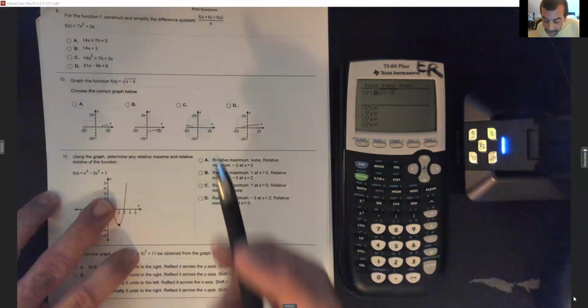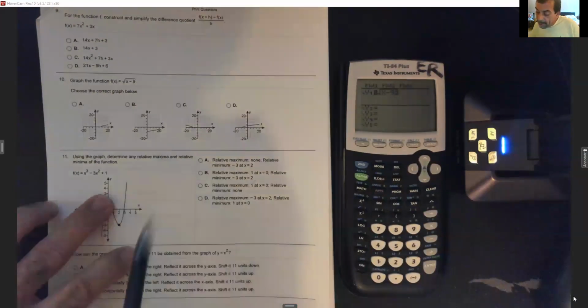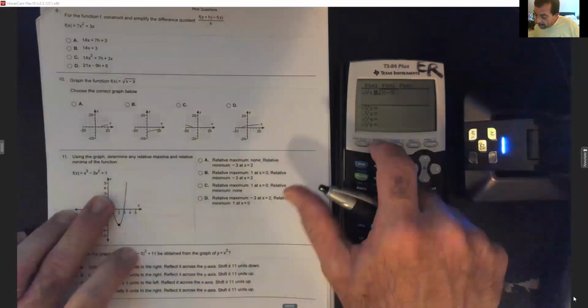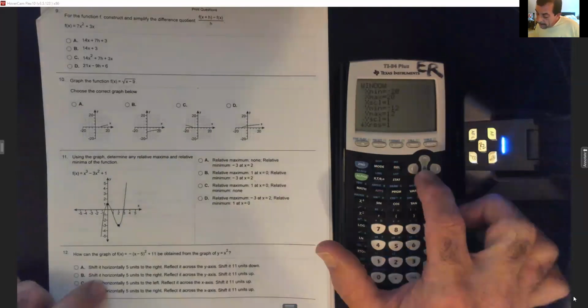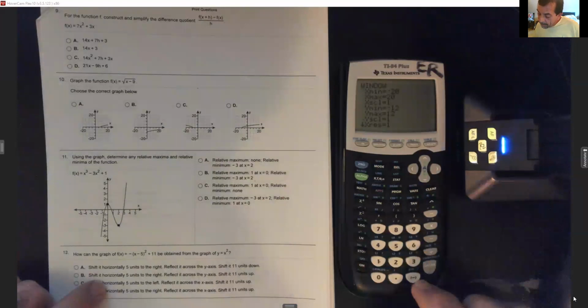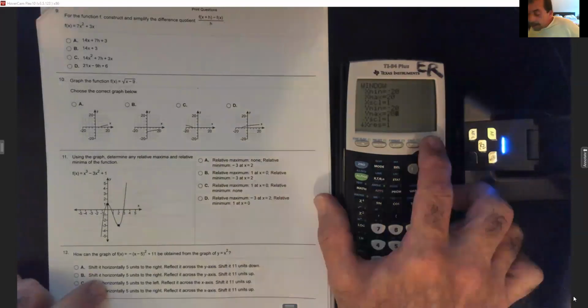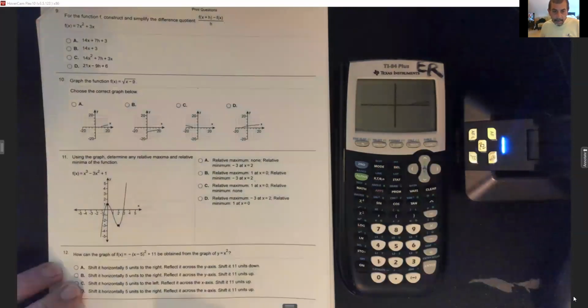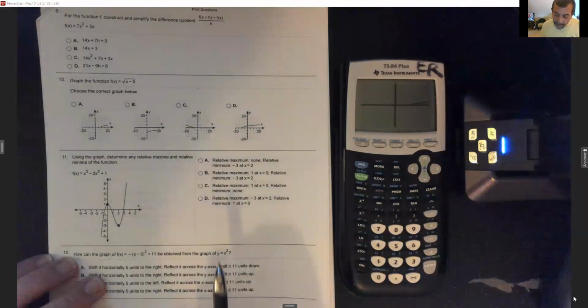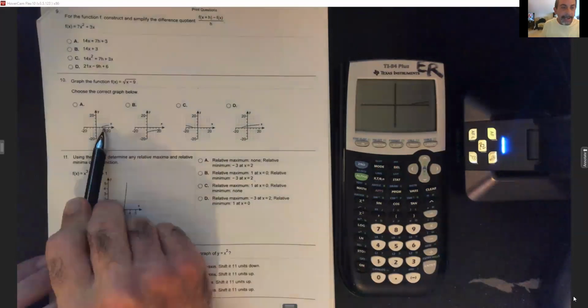Now notice, this is going by 20s. So I'm going to hit my window before I graph it and go negative 20, positive 20, negative 20, positive 20. Now when I graph it, it should look exactly like one of their graphs. So I'm looking for the one that looks like it moved to the right like we said, which would have been graph A.